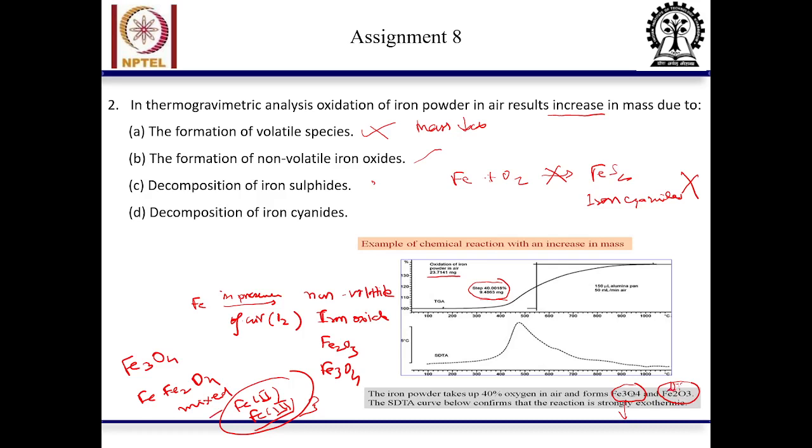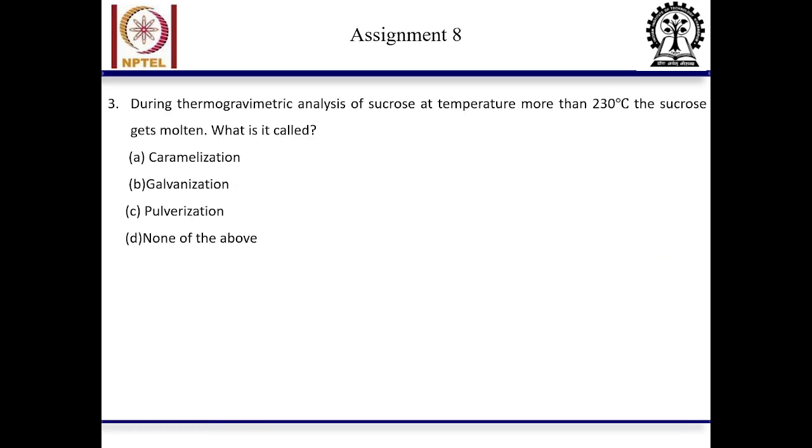Another thing, we have the synchronous DTA plot. What will DTA tell? Whether heat is evolving or heat is absorbed. This is an exothermic reaction, because the sample temperature is increasing with respect to the reference. The area under this peak will give you the enthalpy change. So this is all about this question.